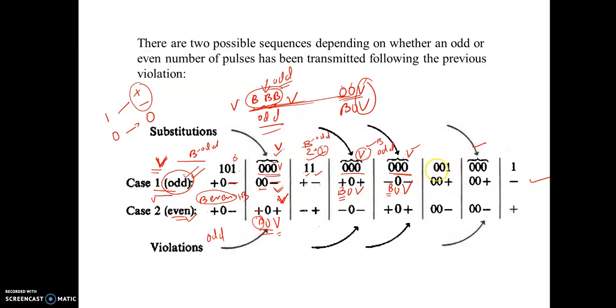That is a violation. The next is 0, 0, 1. You code it as usual. 0 is coded with no pulse. Again 0 is coded with no pulse. 1 is coded with bipolar alteration. Previous was negative, so this should be positive.